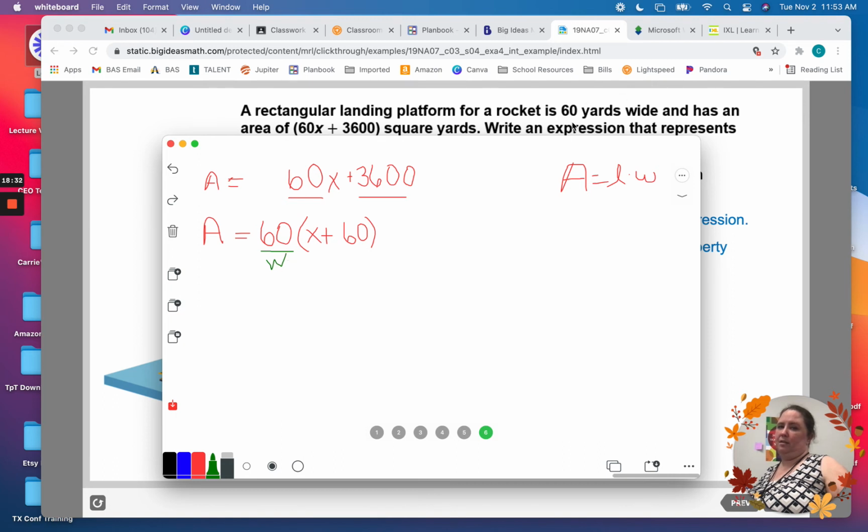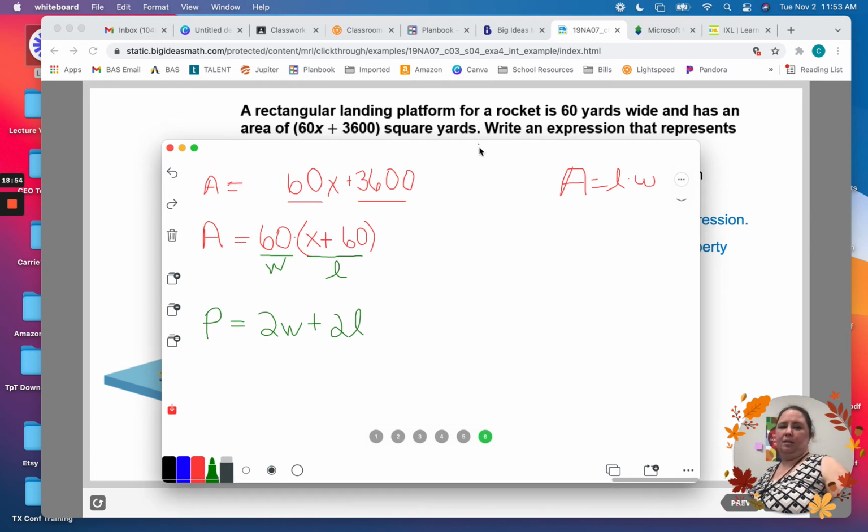Width, right? 60 yards wide. So then this whole expression would be the length. Okay, now they're asking us about perimeter. How do I find the perimeter? 2 W's, because this is a rectangle, plus the 2 lengths, right?